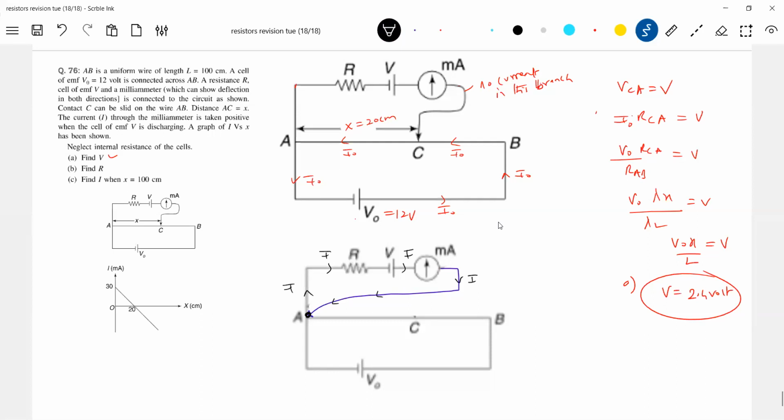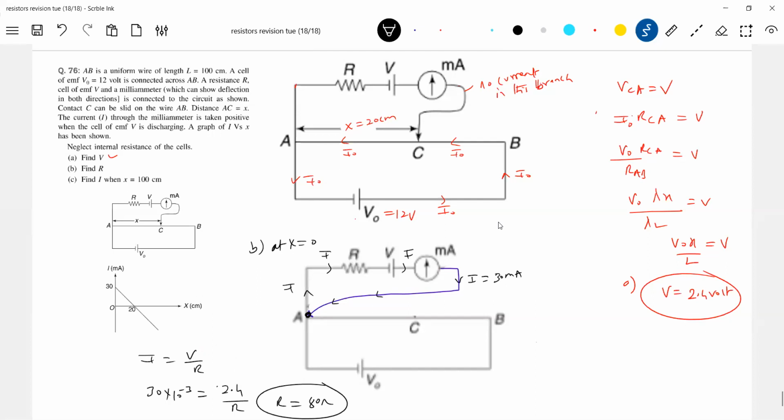Okay, now get expression for I. What should be the value of I? I should be 30 milliampere. So this is part B of the problem. What we are putting at x equal to 0. So what should be the value of I? I should be equal to just V by R. 2.4, 30 milliampere, 30 into 10 to the power of minus 3. You get the value of R. This much.